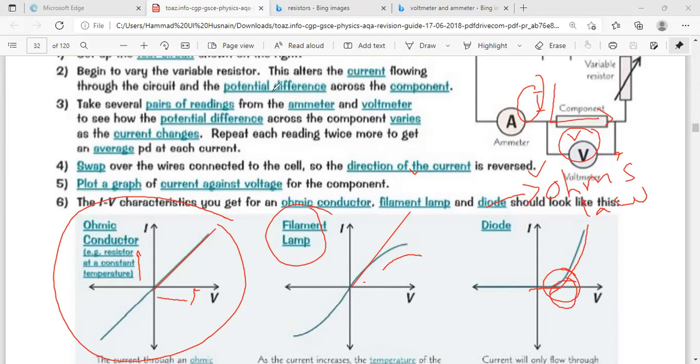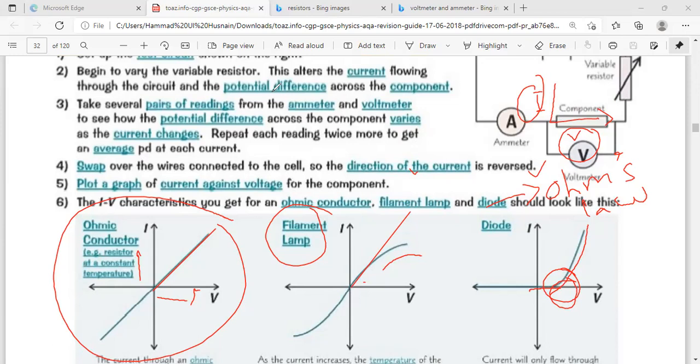So filament is filament. Wait. So what's a diode? How do you say it? Non-ohmic devices. Okay. So, filament, yes. Diode. What's a diode? Basically, a diode is another type of component, you can say.